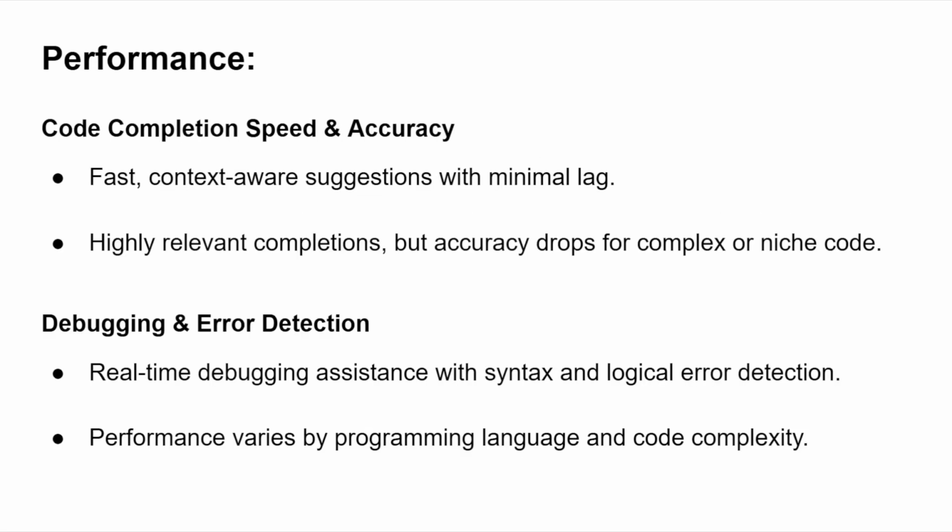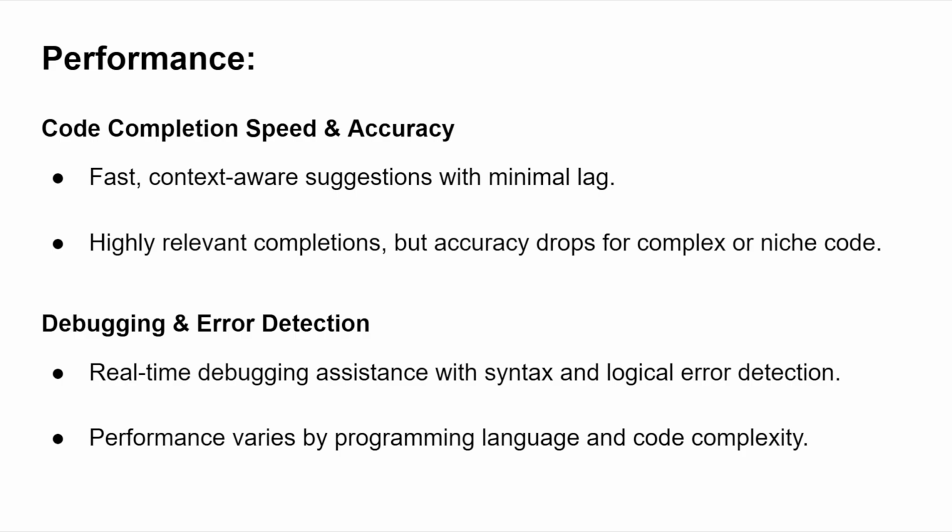When we talk about AI coding assistants, the first thing that comes to our mind is speed and accuracy. After all, what's the point of an AI tool if it slows us down, right? So the first is code completion, speed and accuracy. Cursor AI is lightning fast when it comes to suggesting code. The moment you start typing, it predicts what you need. It's context aware, meaning it doesn't just suggest random code. It understands what you are working on and tries to be as accurate as possible. However, when it comes to complex programming scenarios, its accuracy can sometimes drop.